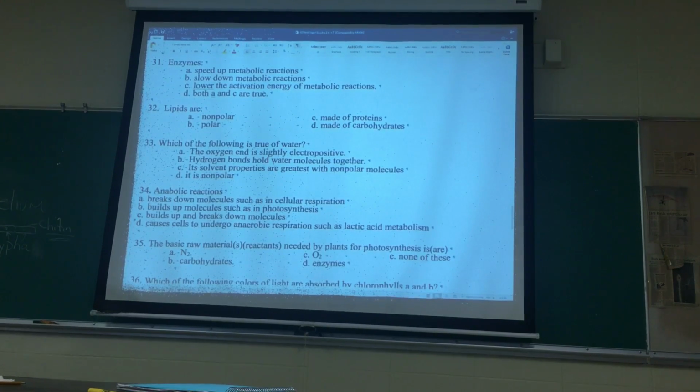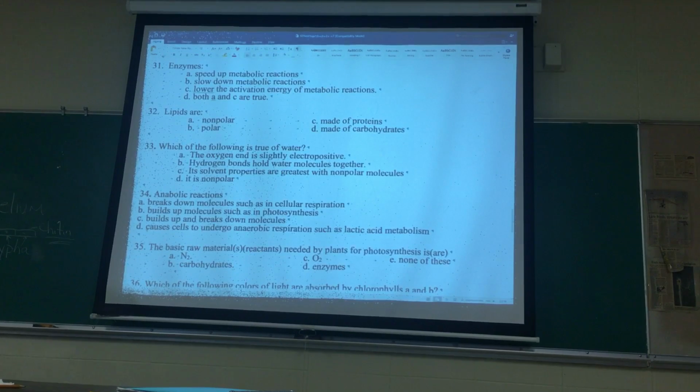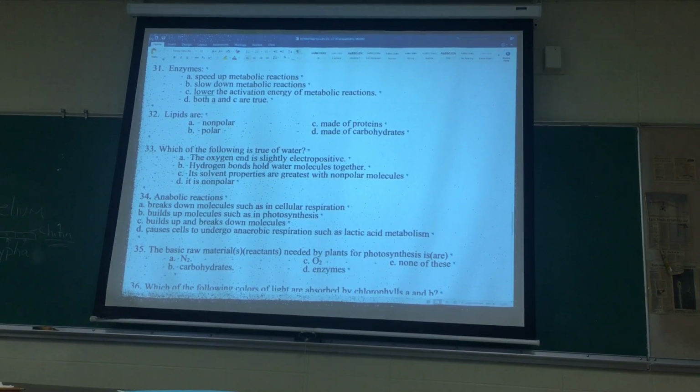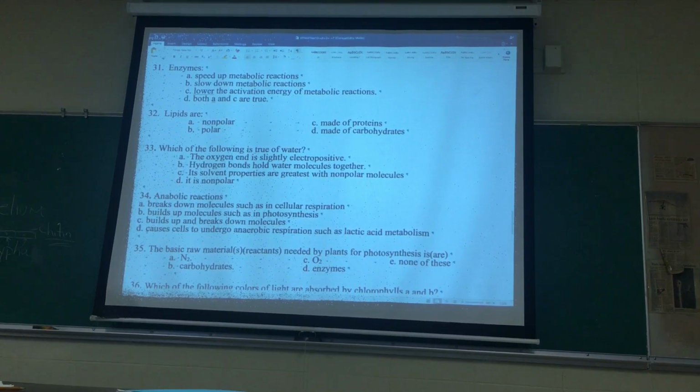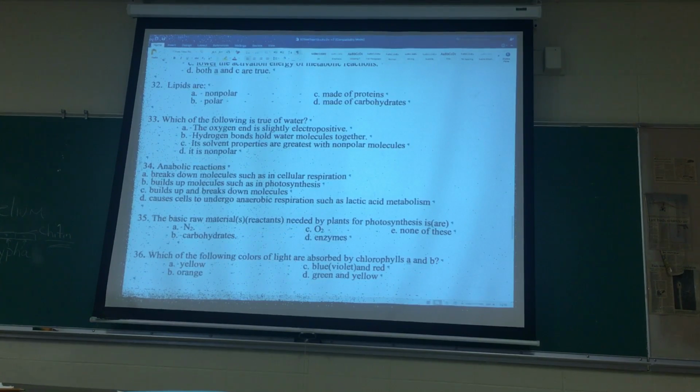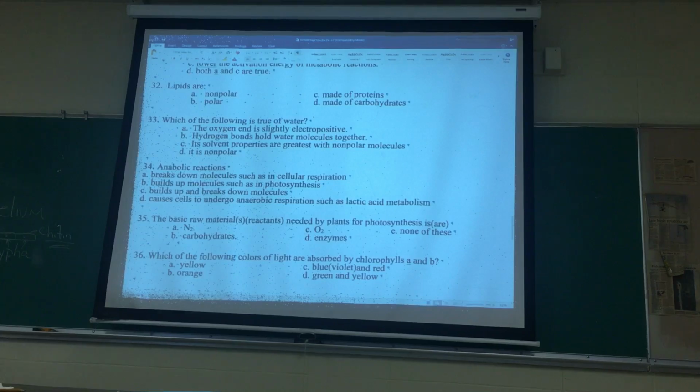All right, what's true of water? Its solvent properties, let's see here. Oh, hydrogen bonds hold water molecules together. That's what's true of water. Anabolic reactions build up molecules such as in photosynthesis. Those are anabolic reactions.